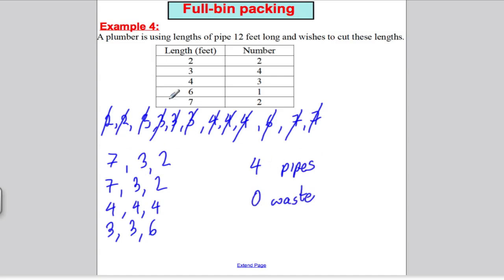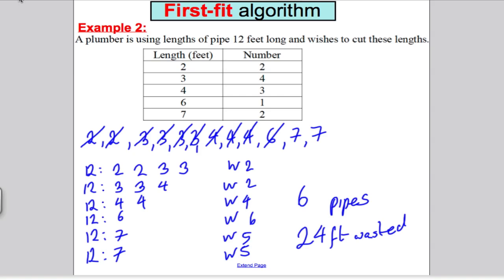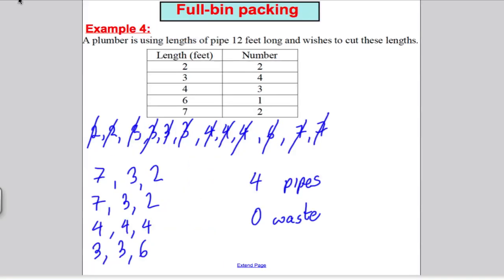Okay? And we found a way using the full bin packing method of just packing them slightly better. So let's compare all the different versions. The lower bound told us that four pipes could be needed. The first fit, well, we used six pipes and we wasted 24 feet. The first fit decreasing was better: five pipes and 12 feet wasted. But the full bin packing method used exactly four pipes with no wastage, and we know this is optimal, okay, because it equals the lower bound.